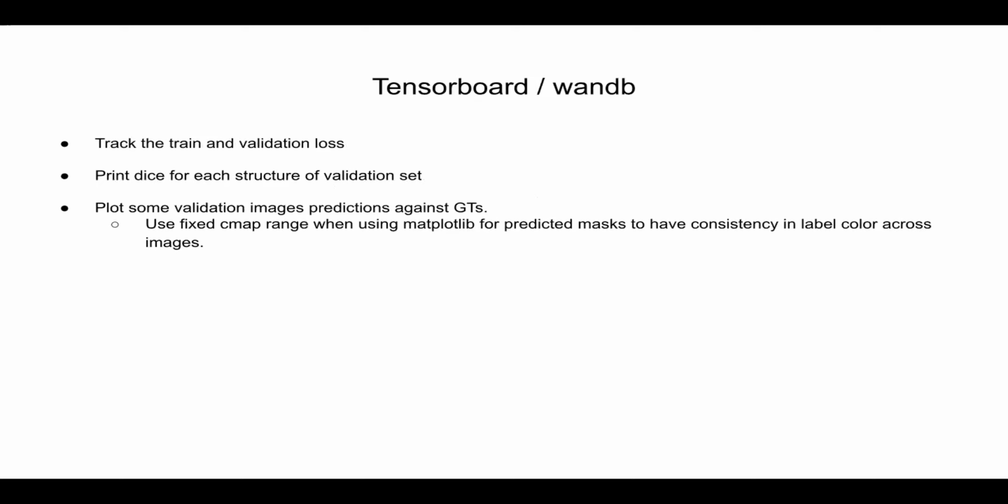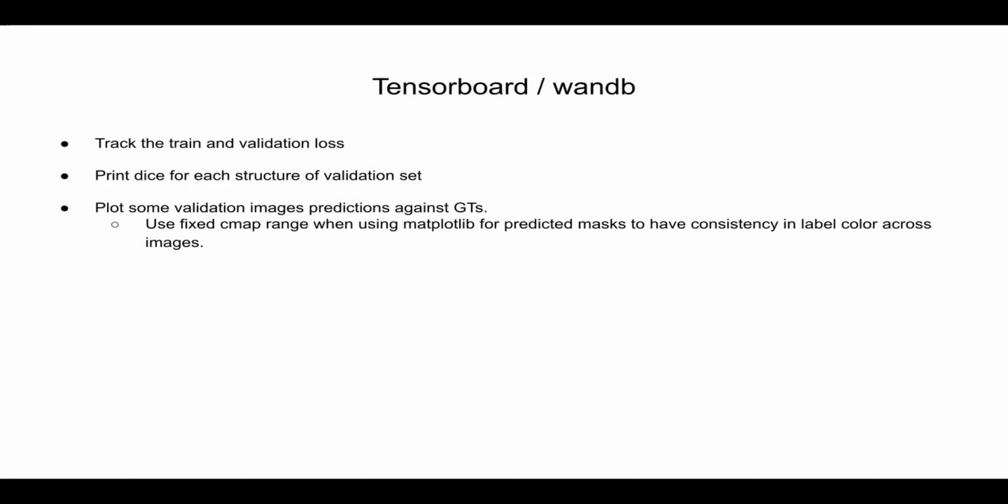And for the visualization, which you will do in the previous part, TensorBoard or Weights and Biases are your friends. You would like to track the different train and validation losses. You would also want to print each structure which you have in your volumes for the validation set. And you would also want to visualize how the predictions look. So you can also plot some of these validation images against the ground truths.